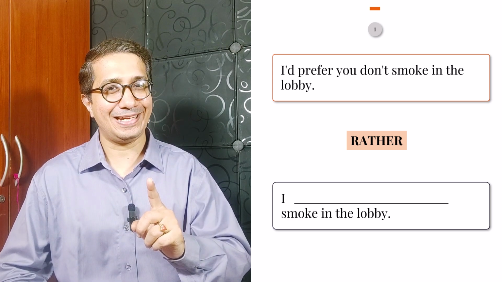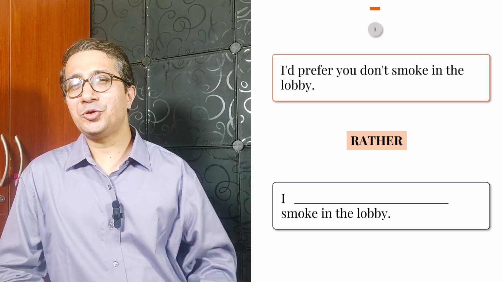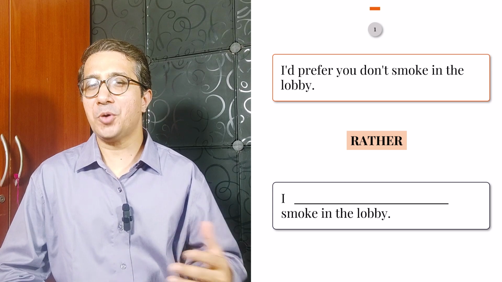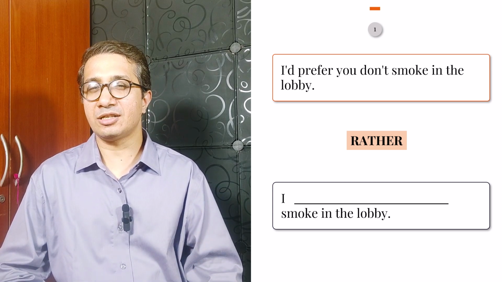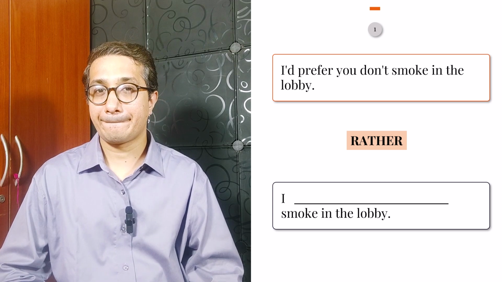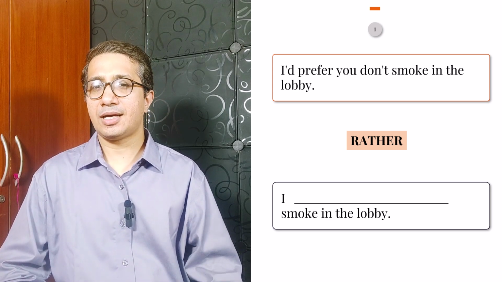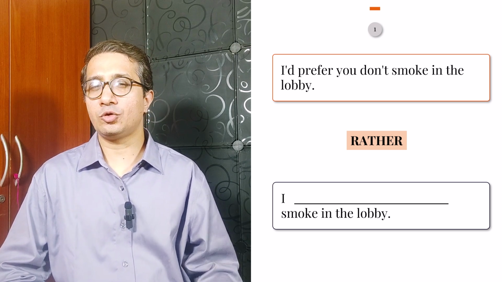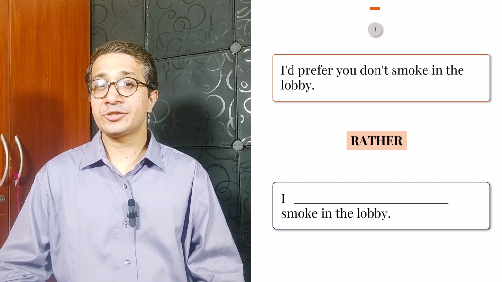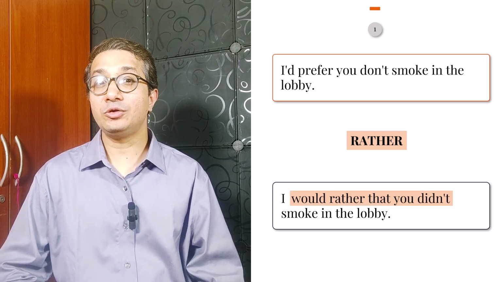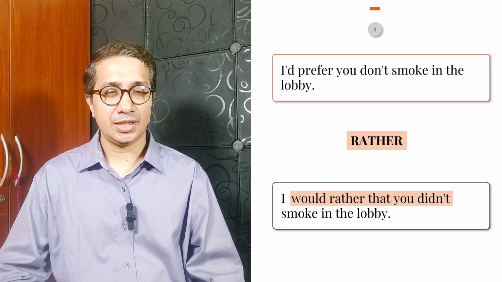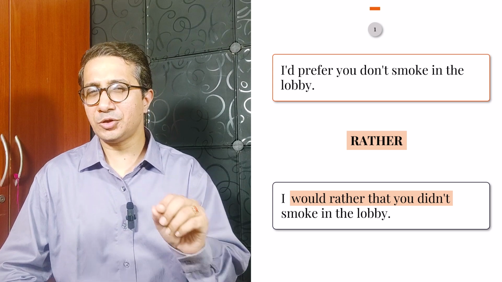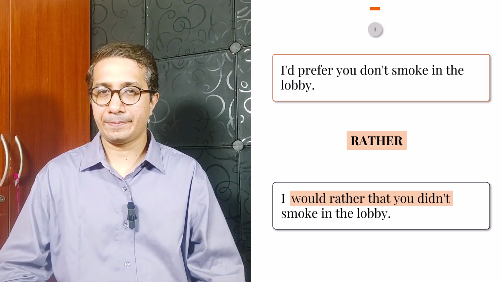Promise? Okay. I prefer you don't smoke in the lobby. The keyword is rather. The second sentence, I smoke in the lobby. The answer, I would rather that you didn't smoke in the lobby. Means I prefer you not to smoke here in the lobby.